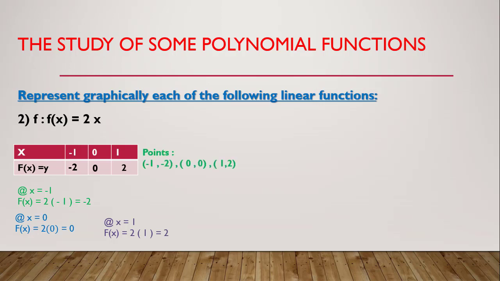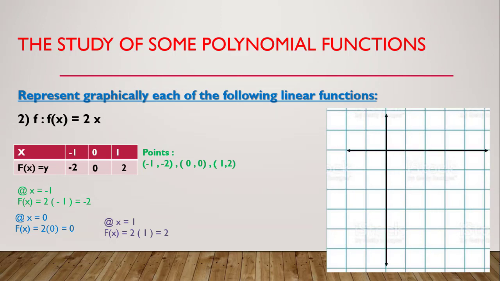Let's draw the 3 points and use our ruler. You will join them using your ruler. This is the 2 axes. The first point, -1 and -2, -1 from x and -2 on y. Okay, this point is 1 and 2. Also, we have -1 and -2, and finally 0 and 0. Use your ruler and join the 3 points to get the straight line. This is the straight line.